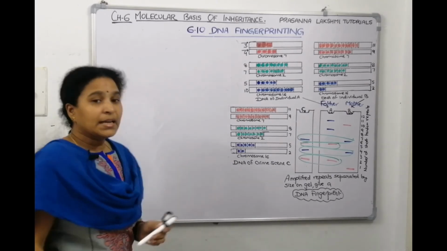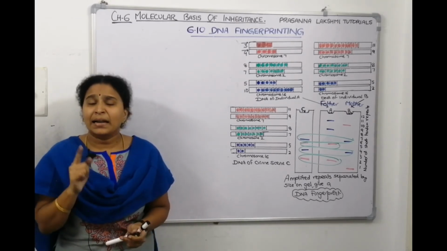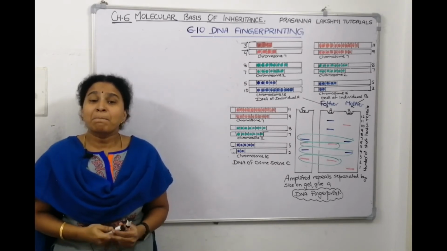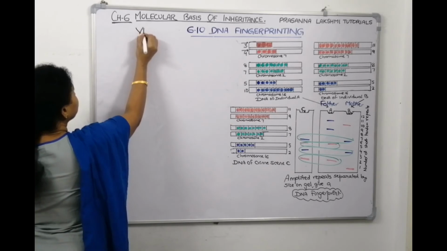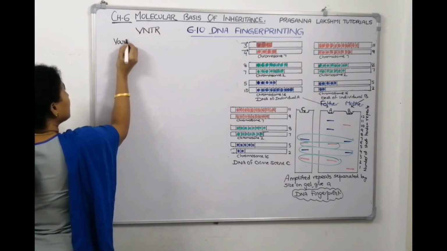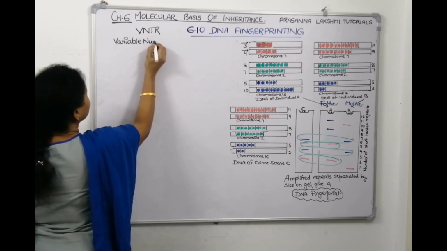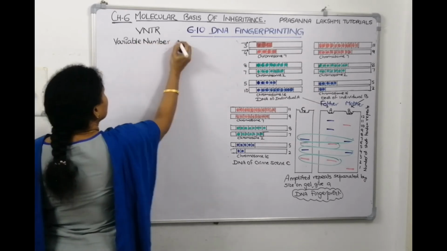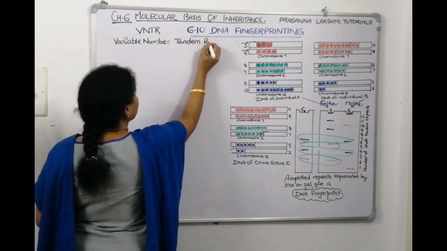I told you, VNTR stands for variable number tandem repeats, and it belongs to a class of mini satellites. So VNTR stands for variable number tandem repeat.